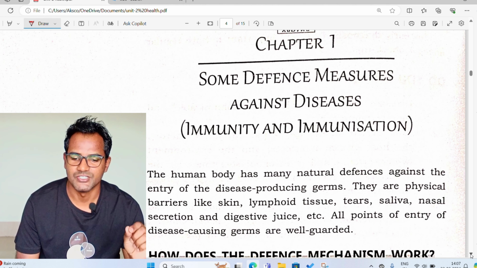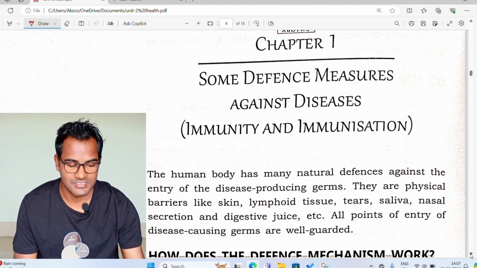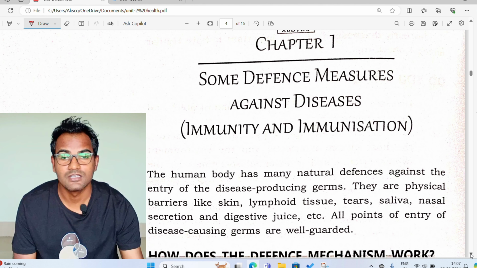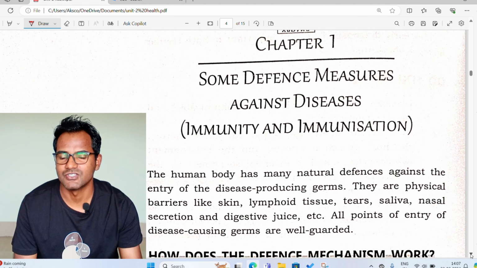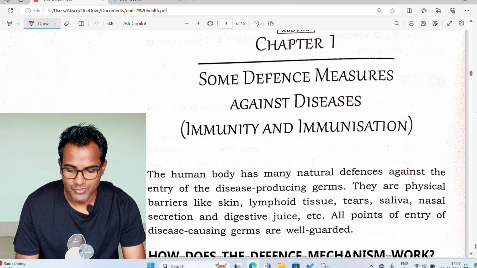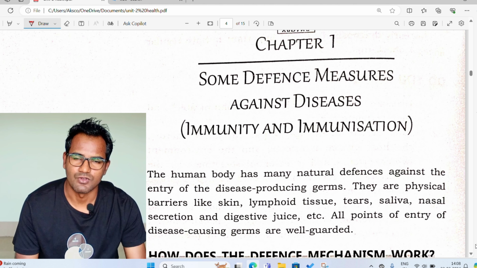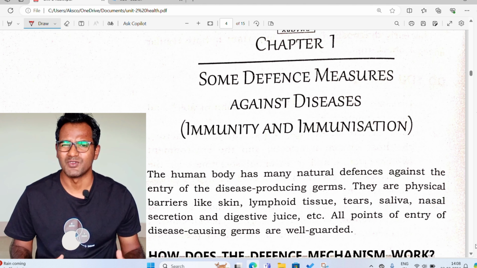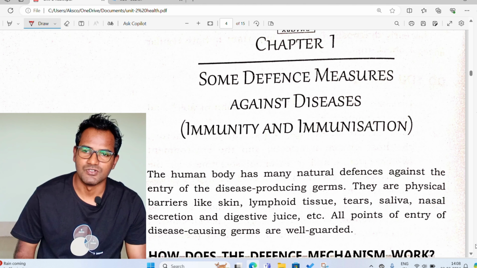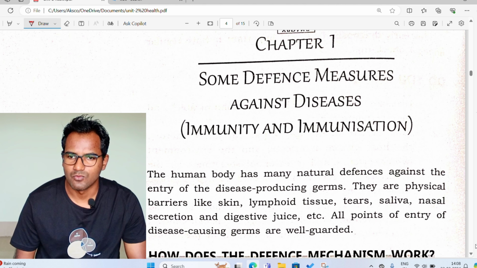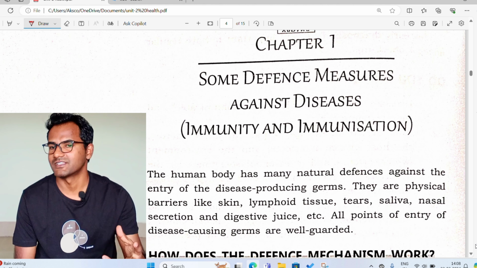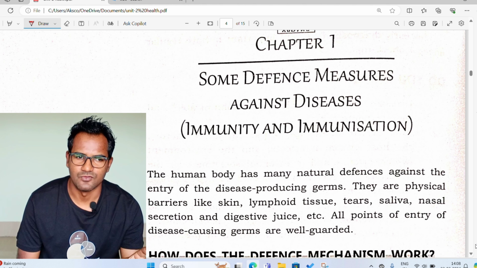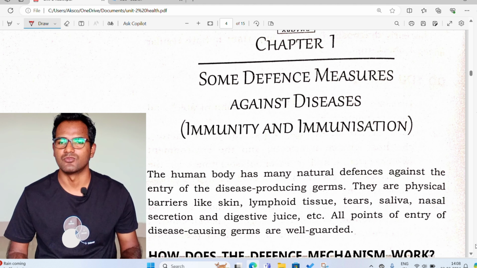The word immunity means resistance. Resistance to anything is known as immunity. Immunity means the resistance to a disease. The human body has many natural defenses against the entry of disease producing germs. As human beings, we have different mechanisms, different types of antibodies and white blood corpuscles, or leukocytes, in our body, which fight against foreign particles or foreign microorganisms, which you will study as we go further in this chapter.